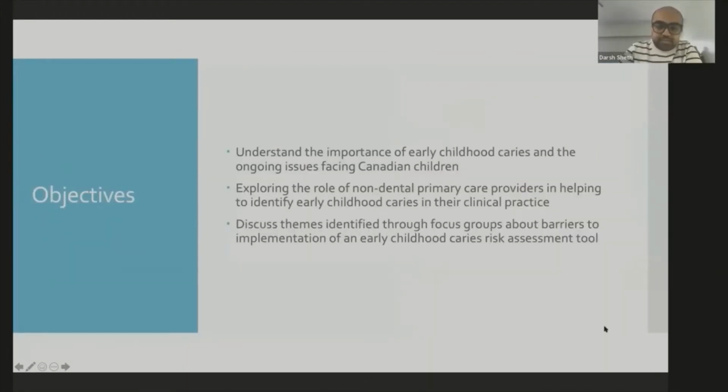Today's objectives: first of all, to understand the importance of early childhood caries and how it affects Canadian children. It's prevalent in the community, it's hard for parents to actually get preventative treatment, and it has been relatively unchanged over the last couple of decades. So I feel it's important to touch on that.